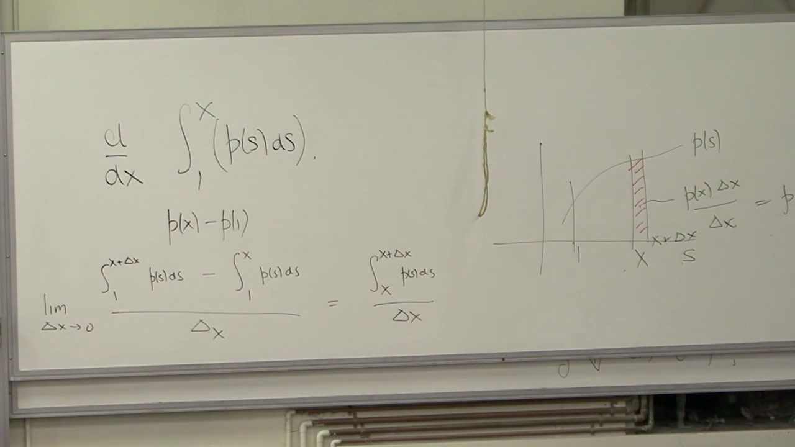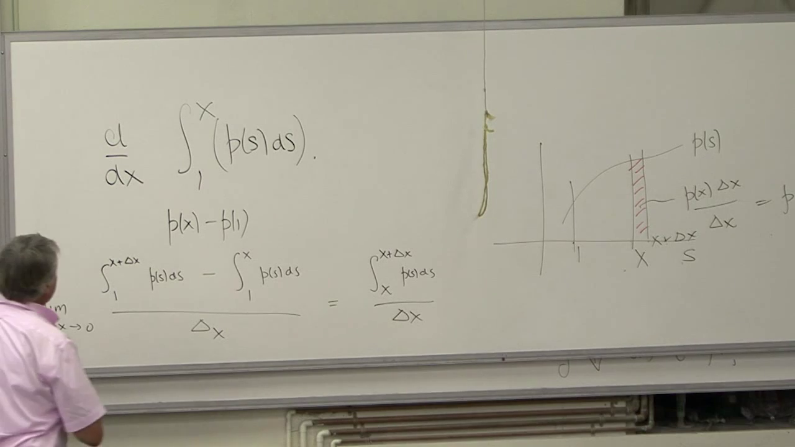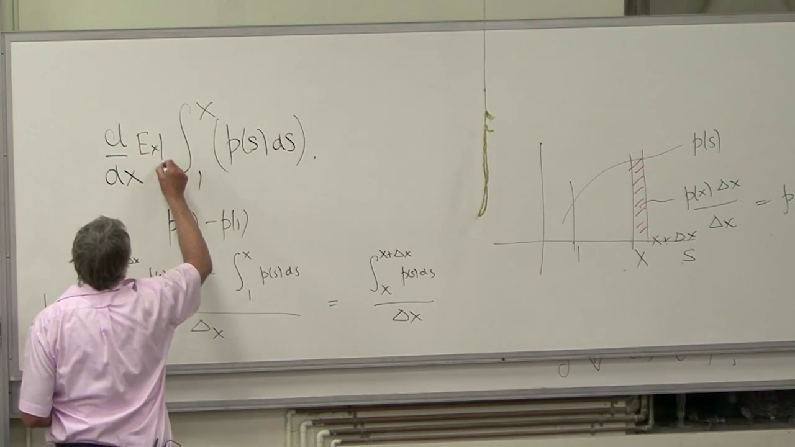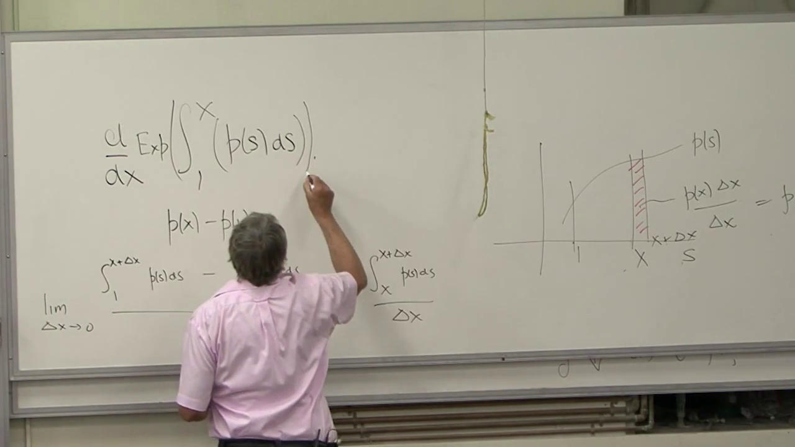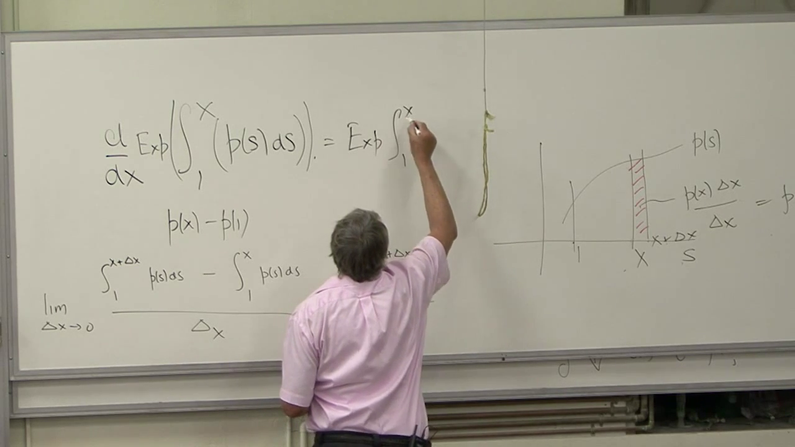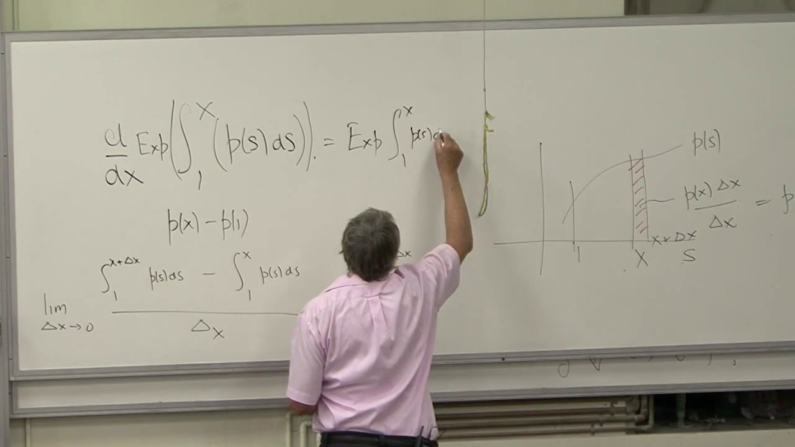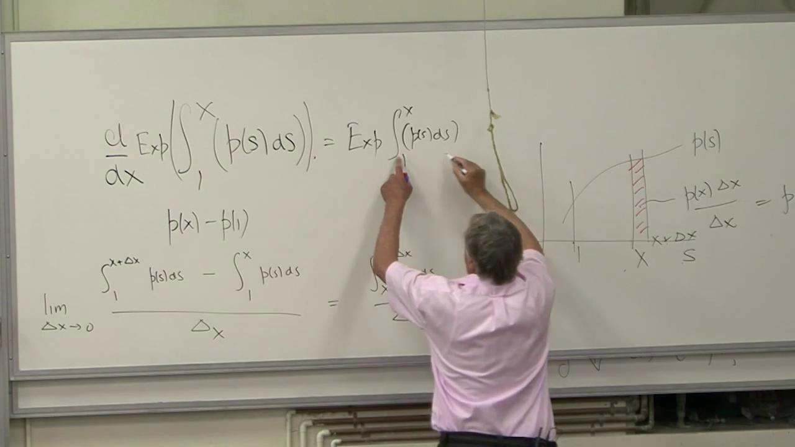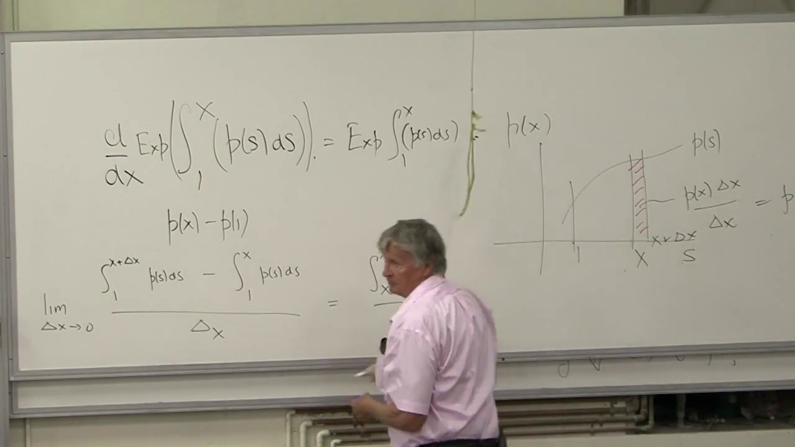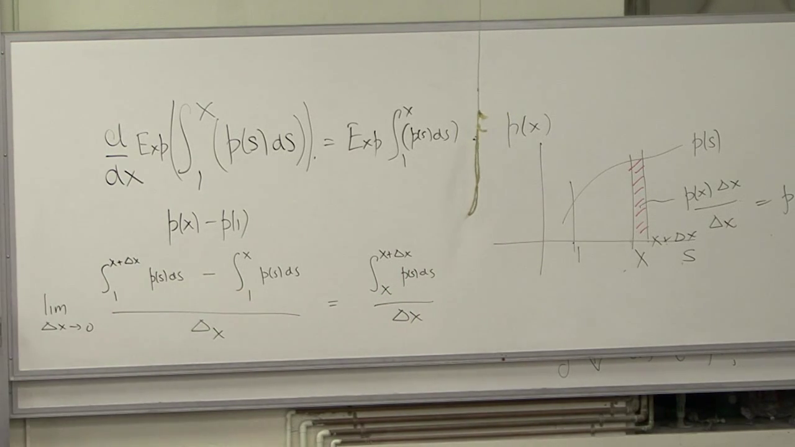Okay? So, if I'm looking for the derivative of the exponential of this, it's the exponential of this times the derivative of the exponent, which we've just discovered is p of x. Okay, so how many got that? How many have questions about that still?